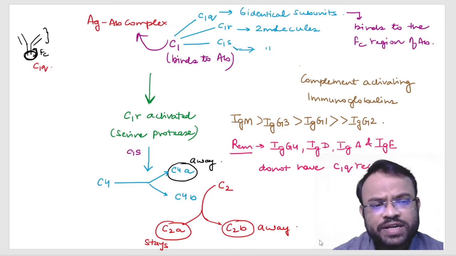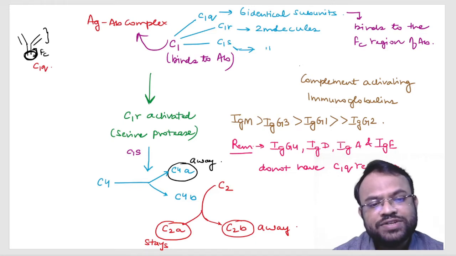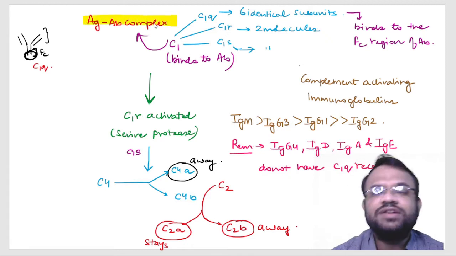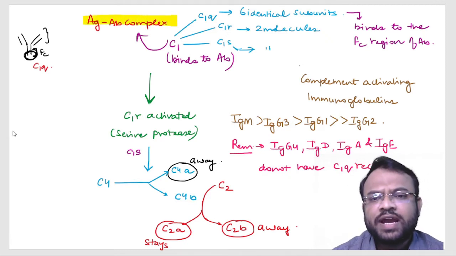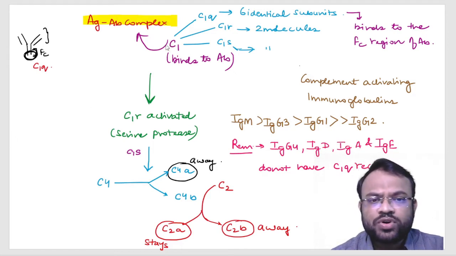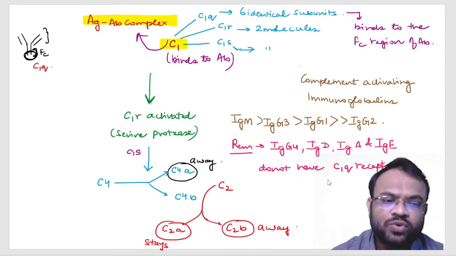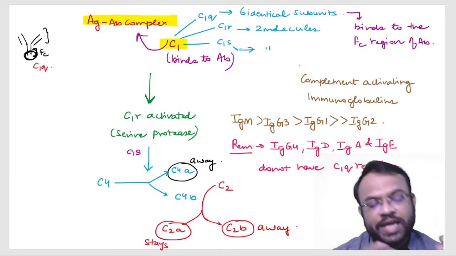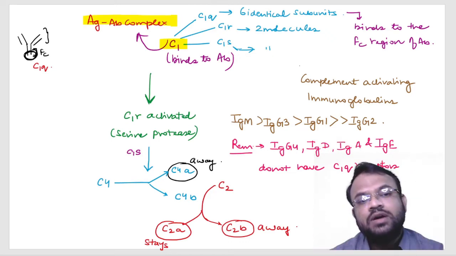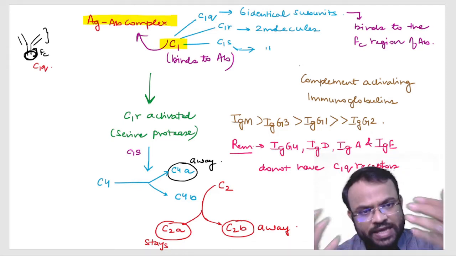Now, as I've already said, this all starts with the formation of the antigen antibody complex. On your screen you can see this antigen antibody complex, and on it a complement protein comes and binds. The name of the complement protein is C1. I have already told you that complement proteins are named like C1, C2, C3. This is one way of naming. Some other names are based on alphabets, for example factor B, factor D.